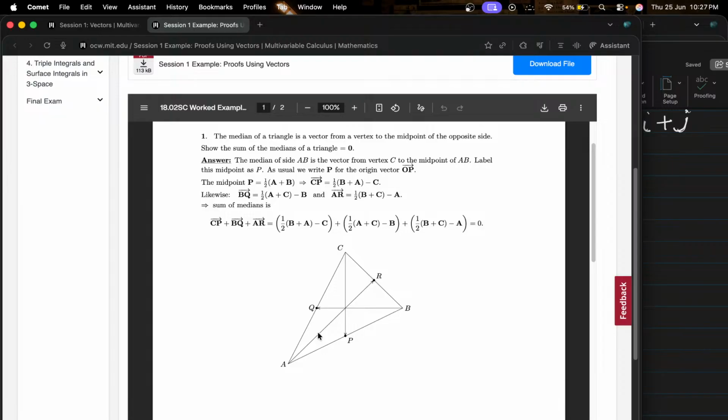So here it's the same thing, but for B. Just replace C with B, B with C, and P with Q. If I'm right. Okay, so it is half of A plus C minus B. Yeah, and AR is half of B plus C minus A. Yeah, the sum of the medians is, yeah, okay, yeah, makes sense.